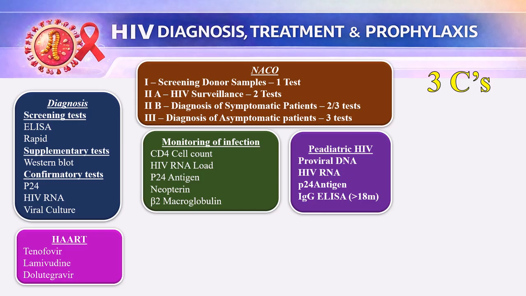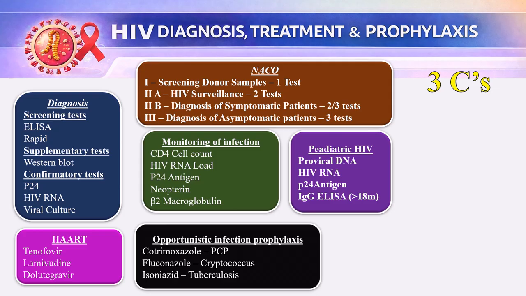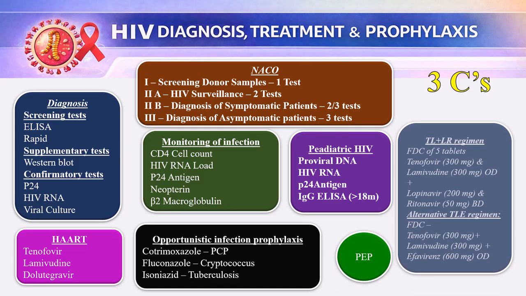What we use for treatment is HAART, basically tenofovir, lamivudine, and dolutegravir. For opportunistic infections, prophylaxis with cotrimoxazole for pneumonia, fluconazole for cryptococcus, and isoniazid for tuberculosis.